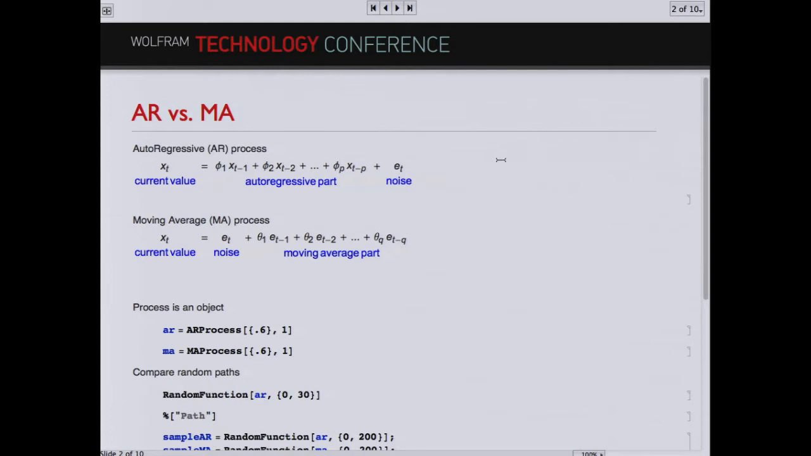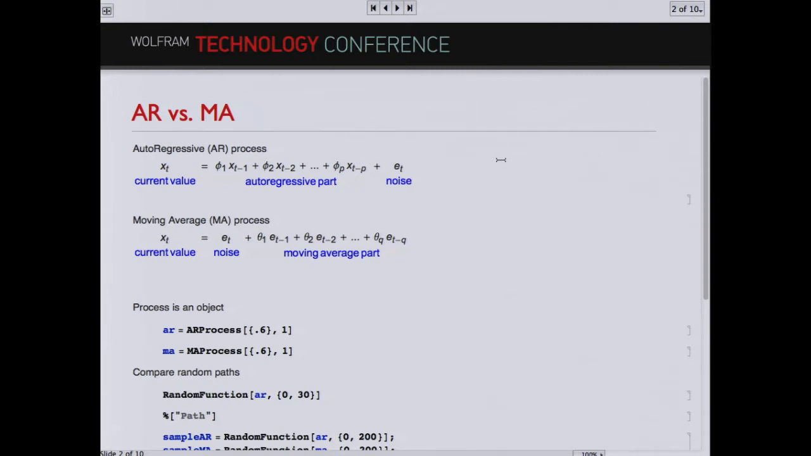all the time. So AR stands for autoregressive, meaning we have the current value depending on some linear combination of the previous values and some noise, which is current in time, which is the ET. And a moving average process would be the situation when our current value depends on the linear combination of the previous values of the noise and the current value of the noise.